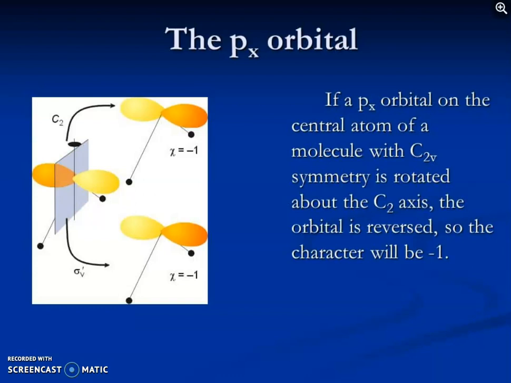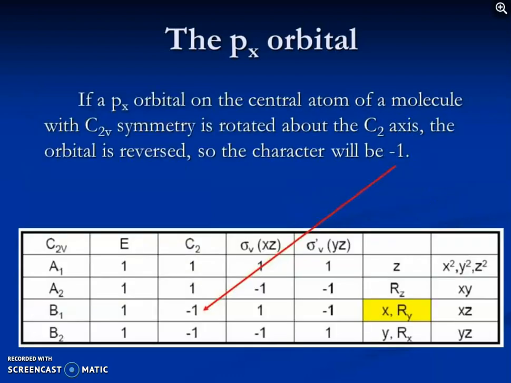If a px orbital on the central atom of a molecule with C2V symmetry is rotated about the C2 axis, the orbital is reversed, so the character will be -1.